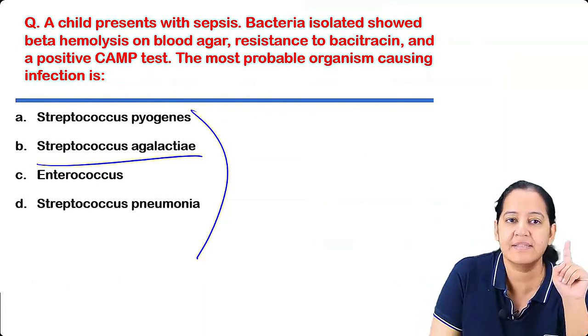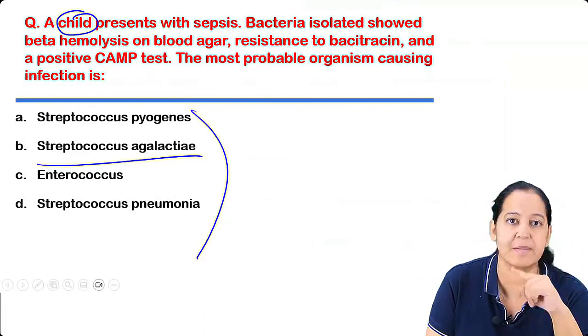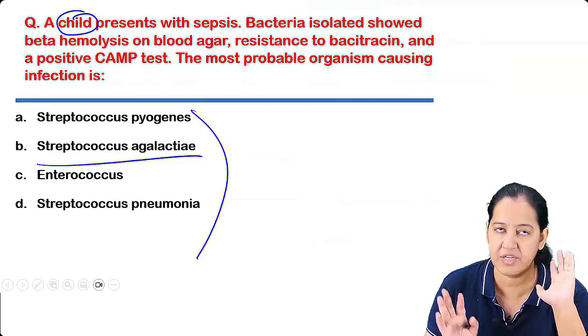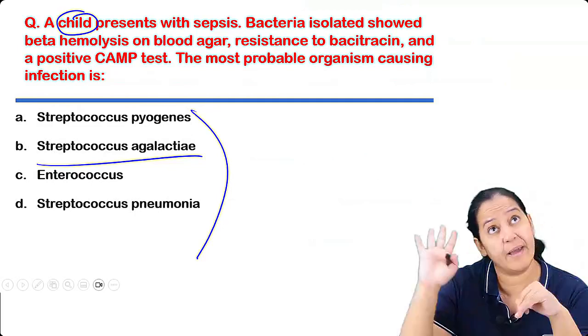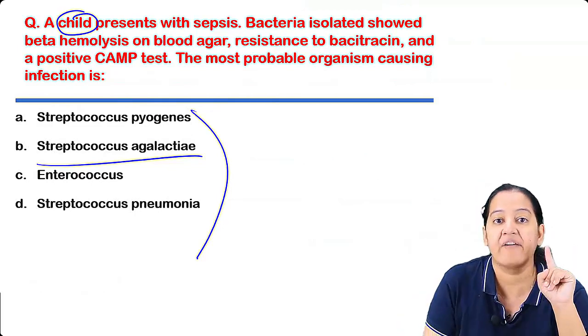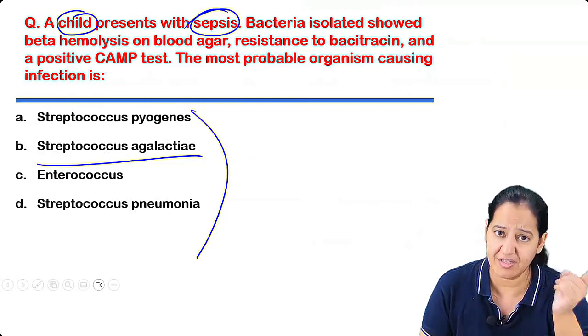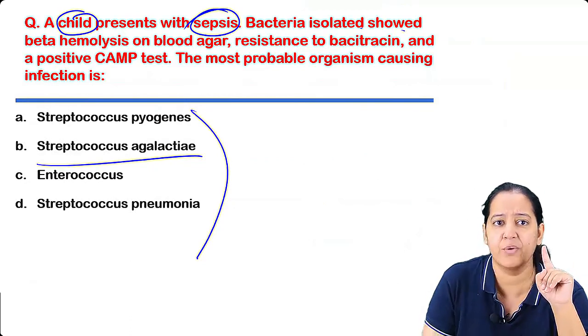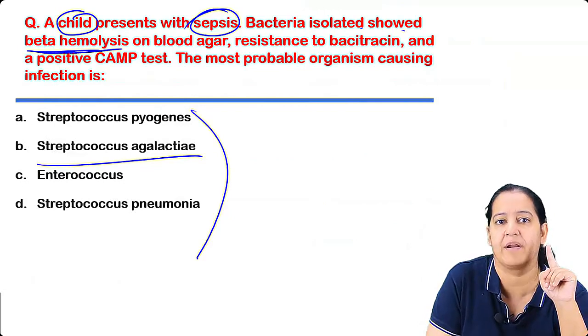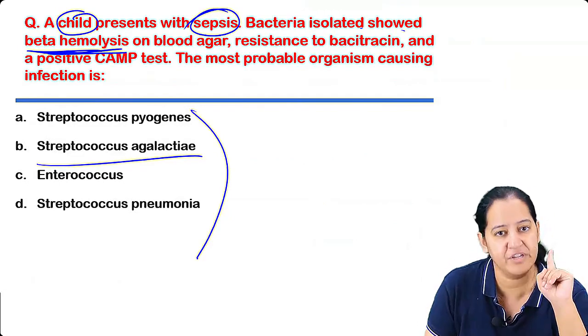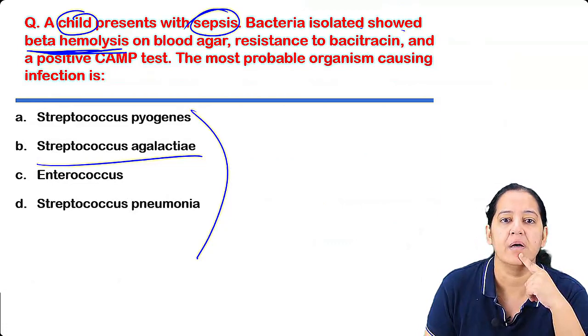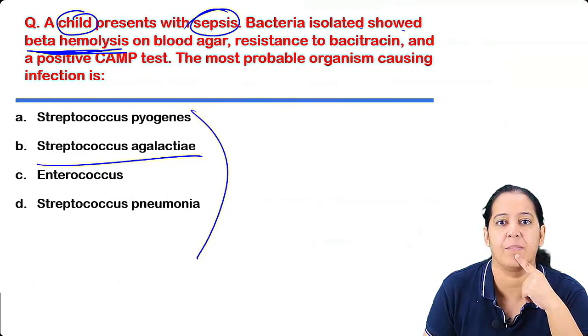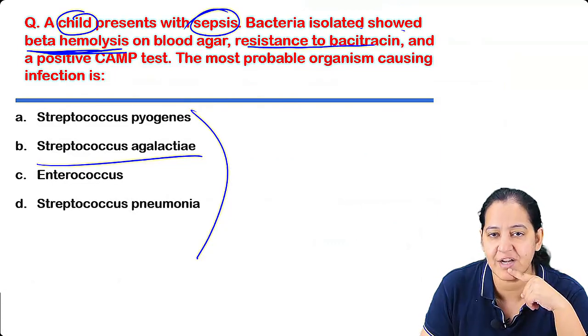Listen. There is a child. Take the clues. Age is always important. So till now I'm imagining. Whatever I read, I imagine. So there is a child having sepsis. So I imagine a child is having sepsis, having high-grade fever. The bacteria isolated show beta hemolysis on blood agar. There is some bacteria which show beta hemolysis. है ना? So, okay, beta hemolysis on blood agar, that is resistant to bacitracin.